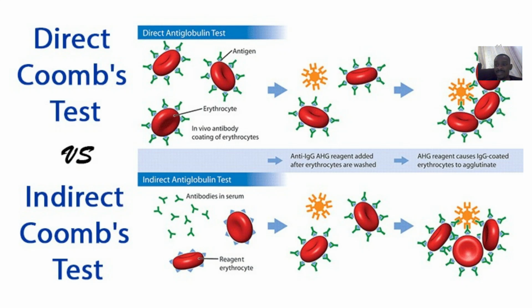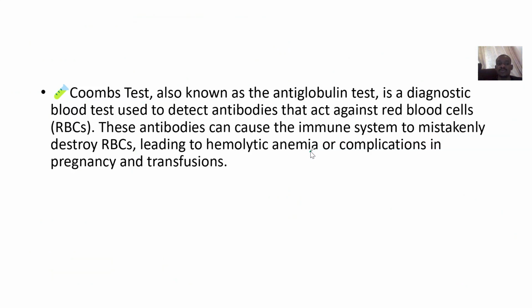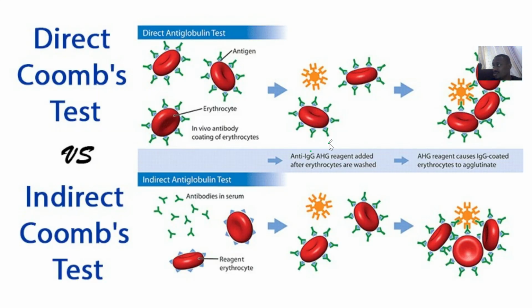So for the Coombs test, of course, we have the direct Coombs test and the indirect Coombs test, which we will talk about. The Coombs test is also known as what? The antiglobulin test. It's a diagnostic test used to detect antibodies that act against red blood cells. So it's important in diagnosing some disease conditions, which we will be listing.